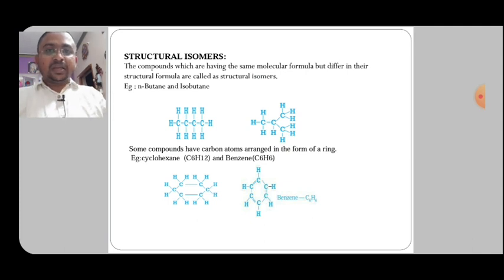What is meant by aromatic character? Here, the compounds which are cyclic, planar and conjugated, as well as satisfy Huckel's rule, that is 4n plus 2 pi electrons, are considered as having aromatic character.